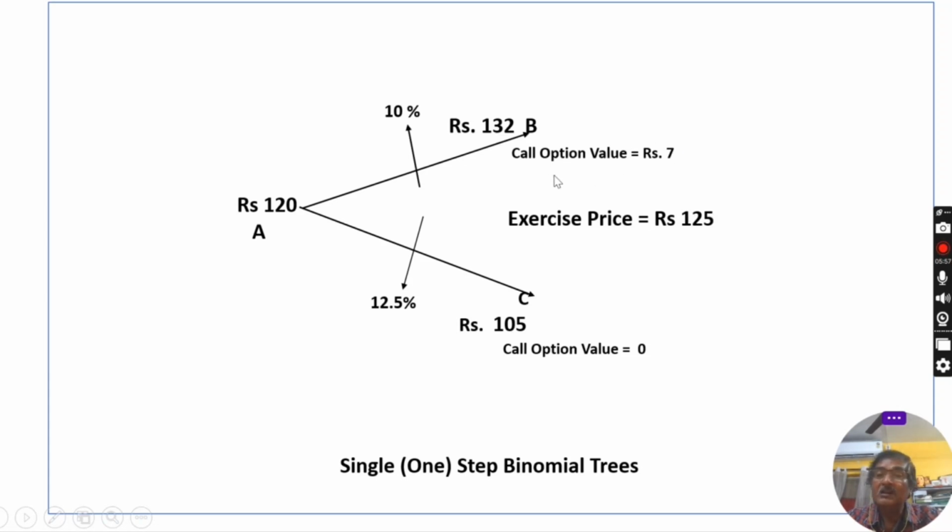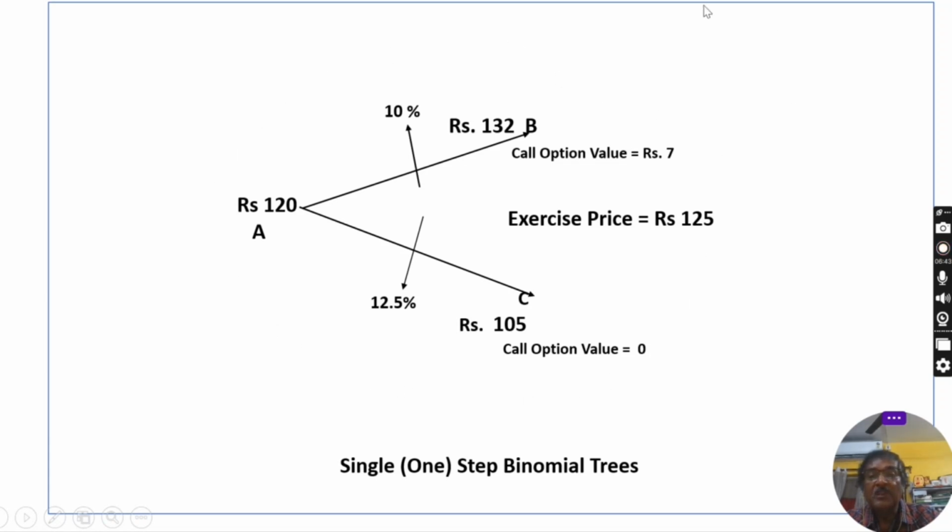Why and how, that I have discussed in my previous video. You can check it from here. And what will be the call option value if the price is decreased? It will be 0, because this price is less than the exercise price. The owner or investor will not use the call option because the price has become less than the exercise price. That I have discussed also in my previous video. Call option value will be 0 if the price is 105, as it is less than the exercise price.